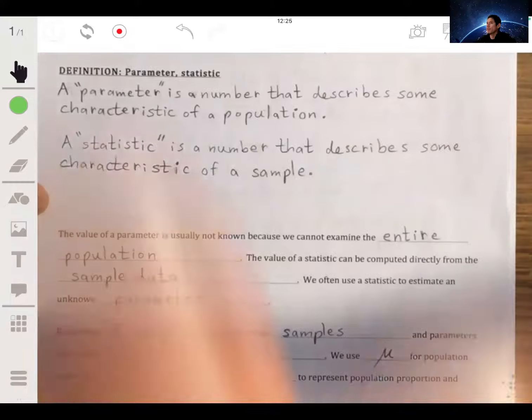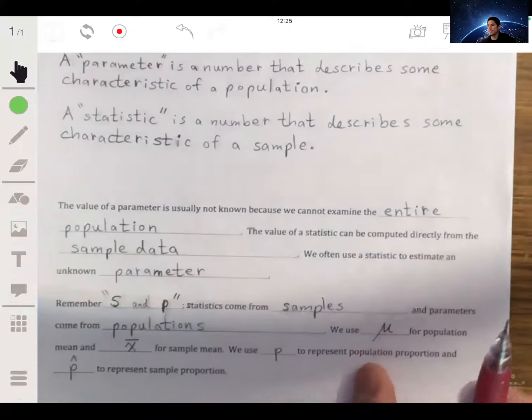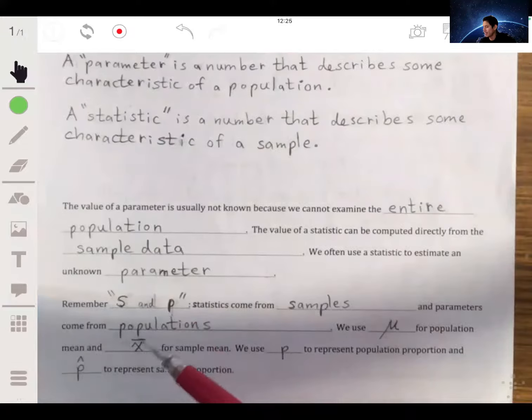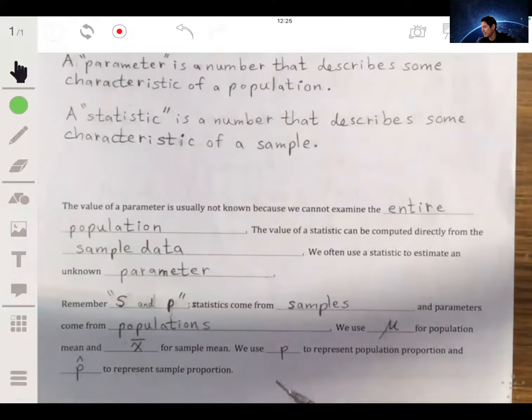Now, probably up to this point in your stats class, you've seen X bar, mu, and then p and p hat. So now we're really going to go into how we use them. When we're talking about the true value of a parameter, if it's a mean, we're going to use mu for the population mean. And if it's a proportion, we're going to use p, the true population proportion.